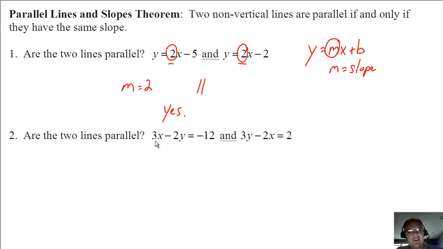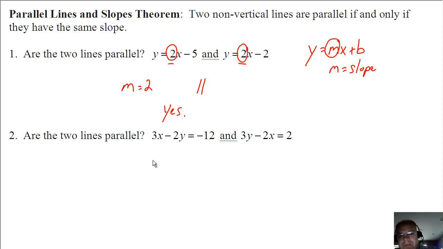In the second example problem, we're really asking the same question. The problem is that these two equations are not in slope-intercept form. So our job is going to be to get them into slope-intercept form, and then, just like before, we can test to see if the values in front of the x are equal to each other. Let's see if we can put these two equations in slope-intercept form.